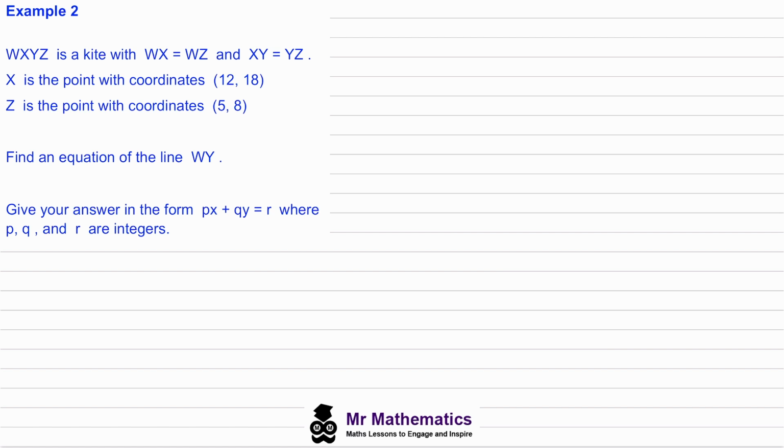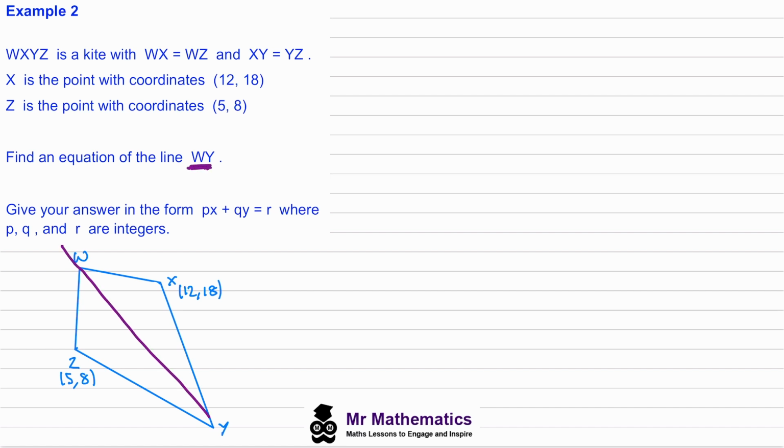So the best thing to do when we have questions like this is to sketch a diagram. So I'm going to sketch a kite WXYZ. What we're trying to find in this question then is the equation of the line WY. So I'll include that on my diagram. Now we know the property of a kite is that its diagonals intersect at 90 degrees. So if I draw another line through Z to X, we know the two lines will be perpendicular.